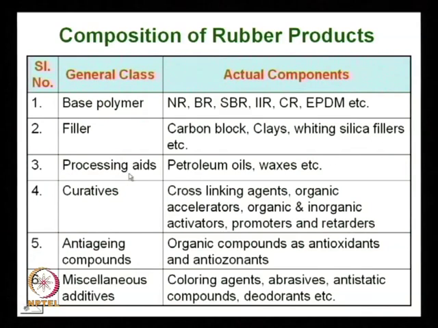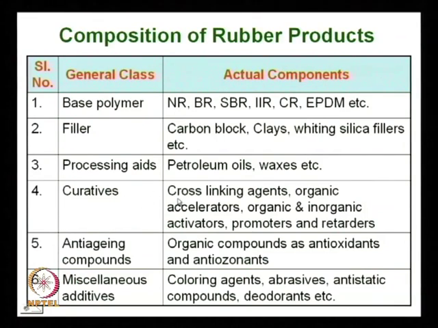Then processing agents that increase the fluidity, reduce the viscosity, and help in processing, means incorporation and dispersion of the additives, particulate additives in rubber product. So, that helps in processing, say one kind of lubricating effect. It lubricates these particles, so that they can enter into the rubber molecules, rubber matrix. So, it helps in dispersion.